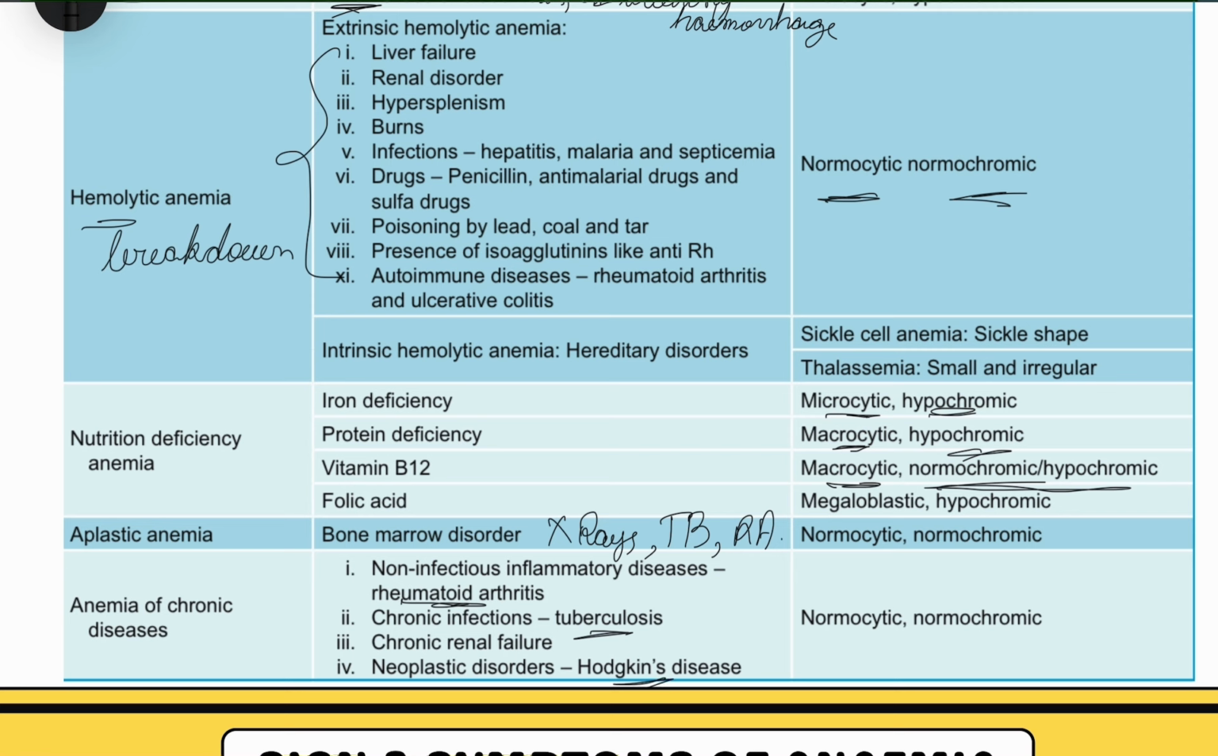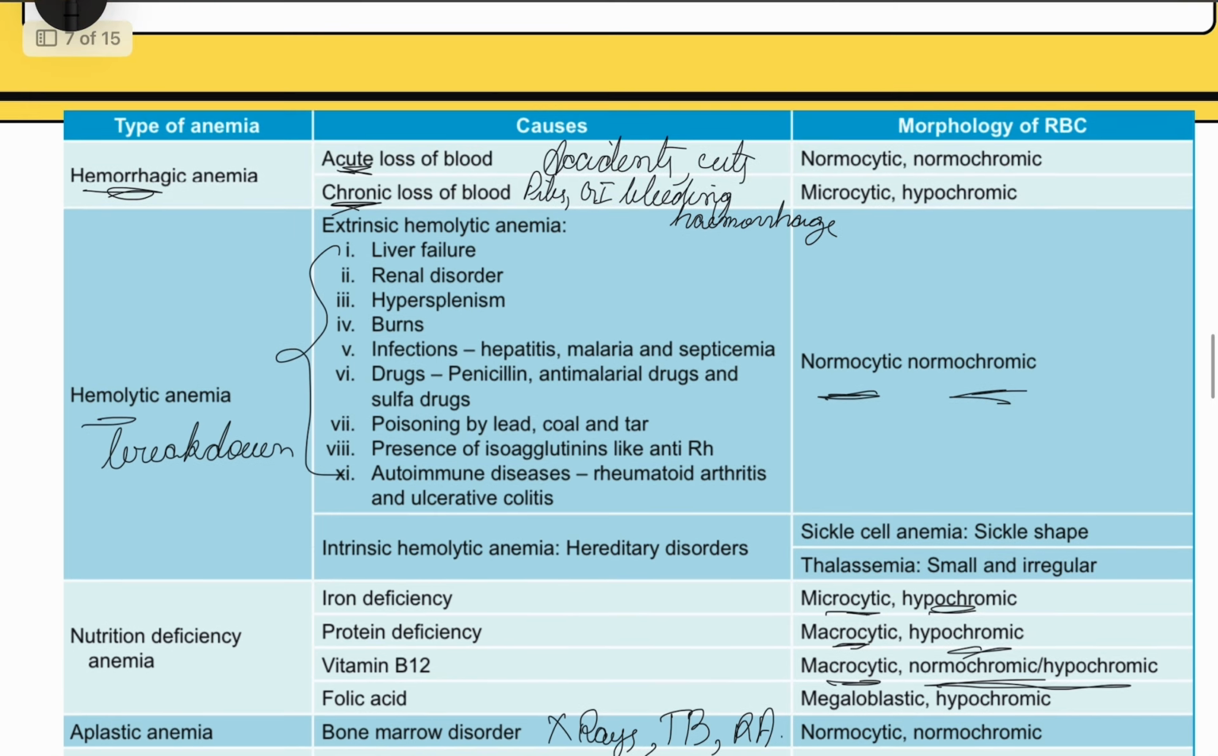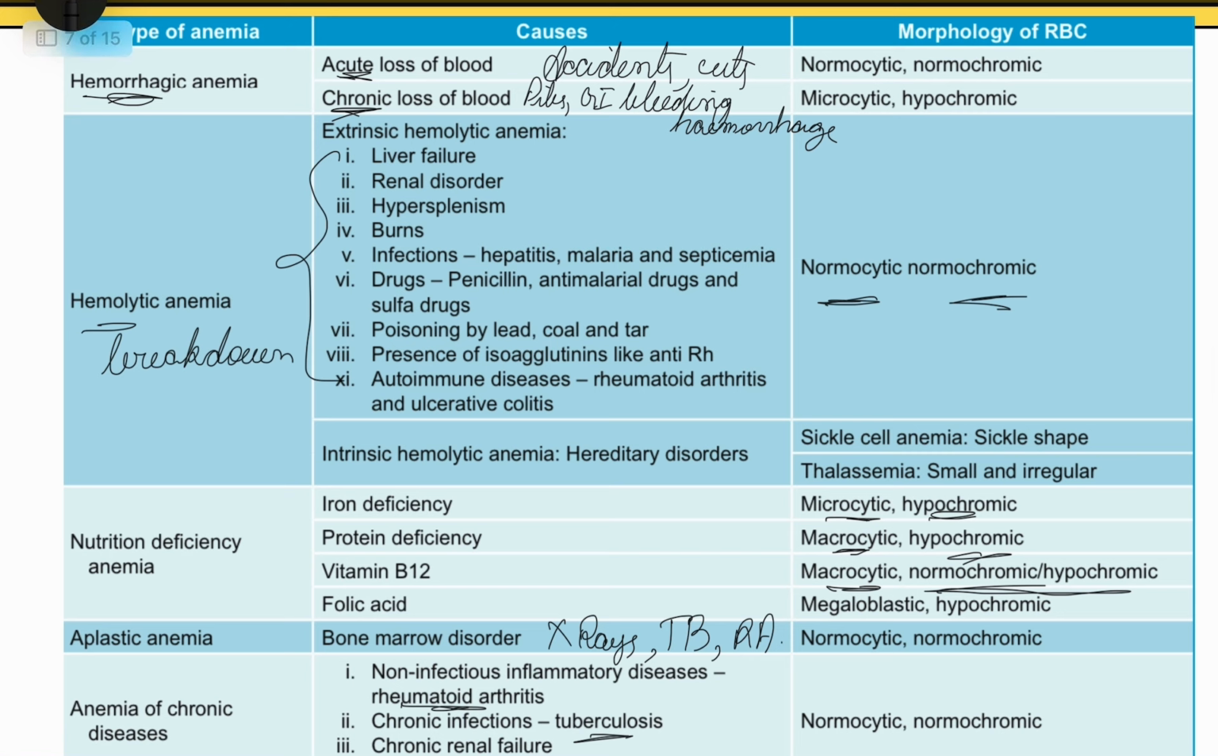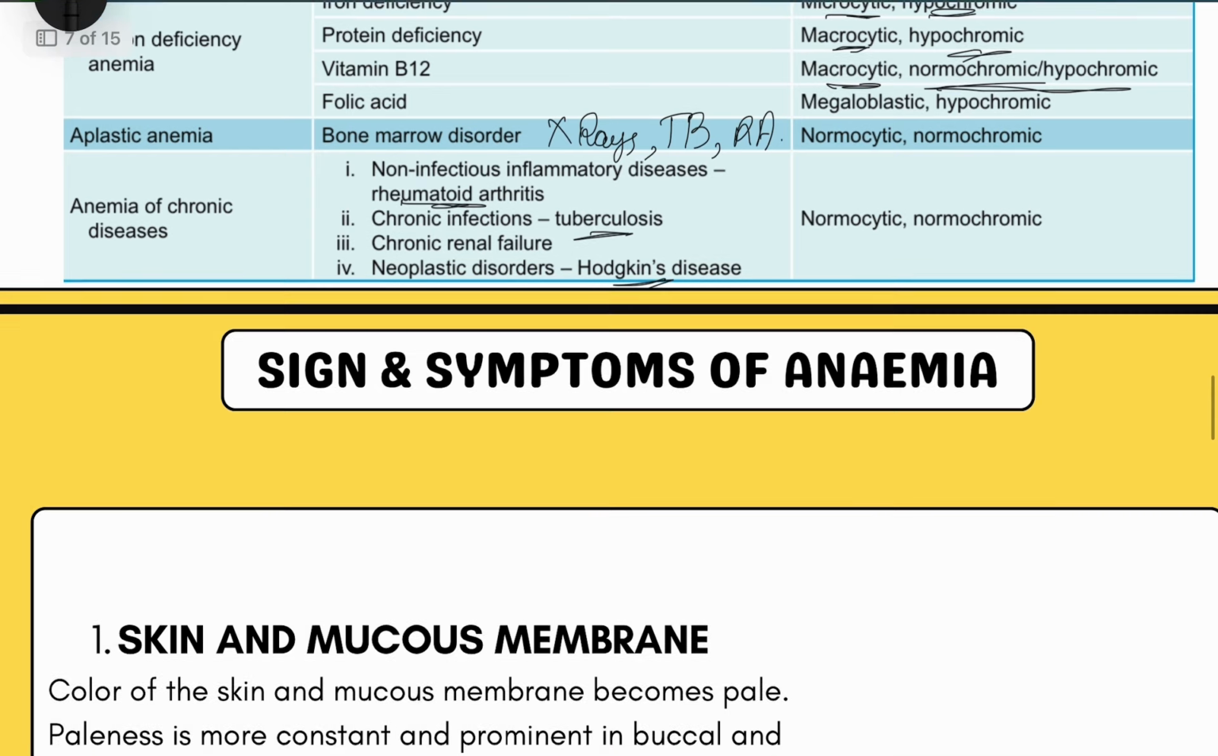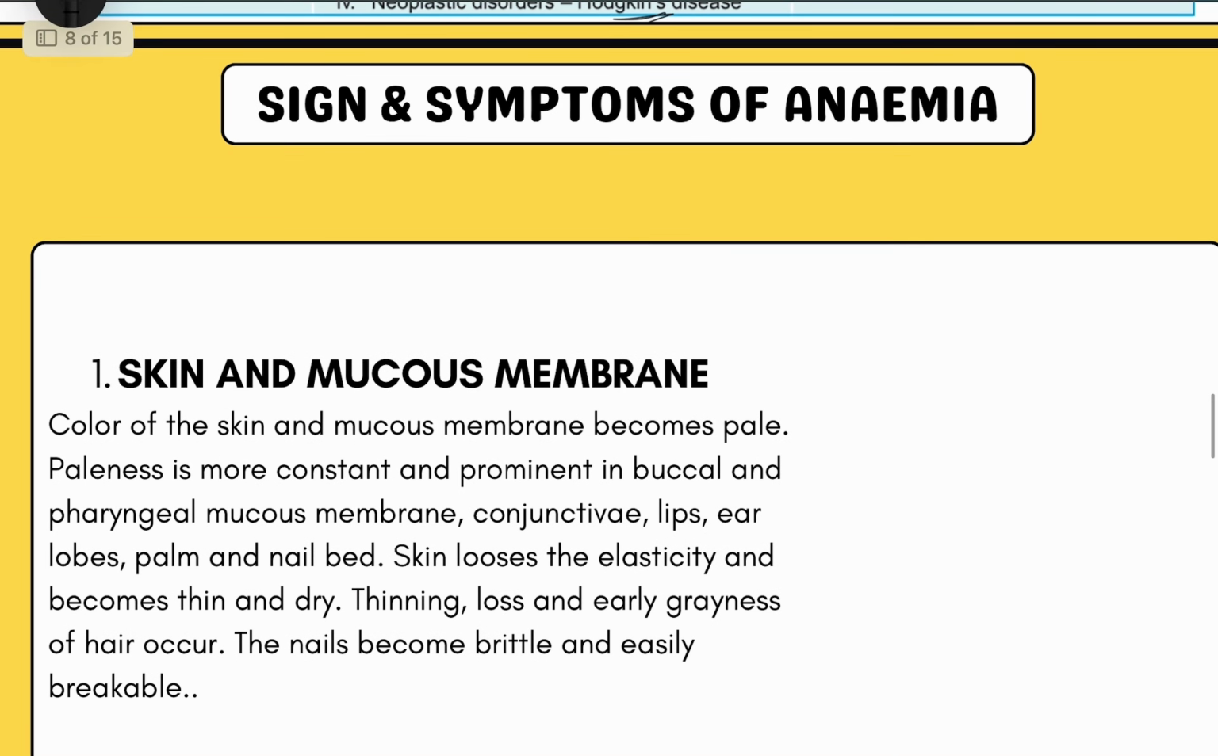In this condition, again, the morphologies of the RBCs are normocytic and normochromic. So, these are the classification of the anemia and their type along with the morphology based on their etiology or the cause. So we have studied about the hemorrhagic anemia, hemolytic anemia, nutrition deficiency anemia, aplastic anemia and anemia of chronic diseases in detail. So next we'll be studying about the signs and symptoms of anemia.